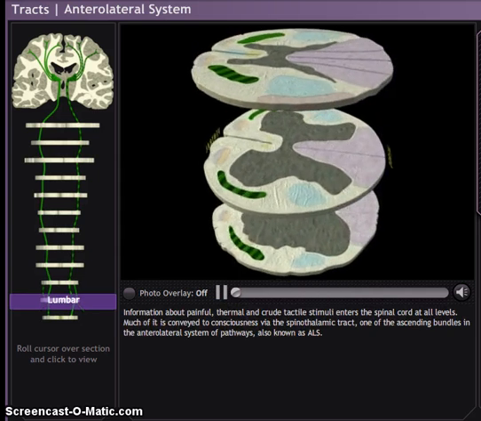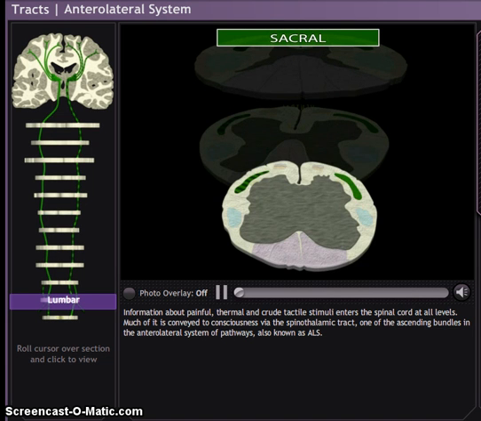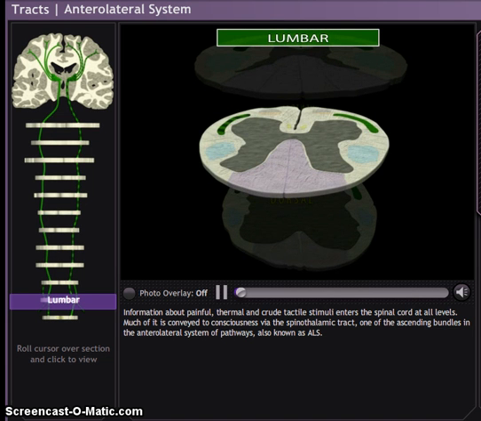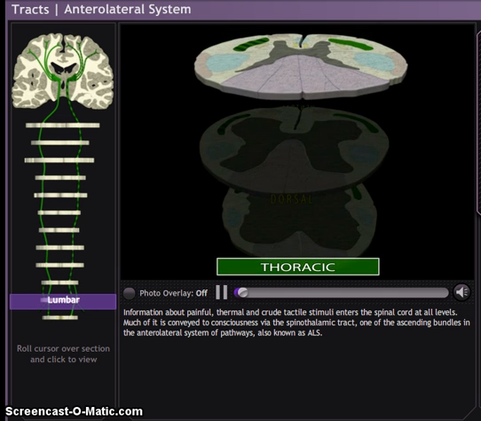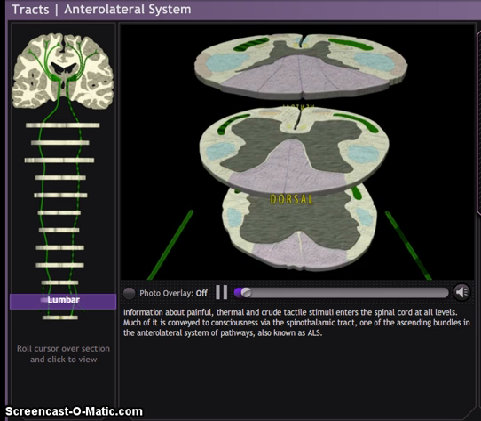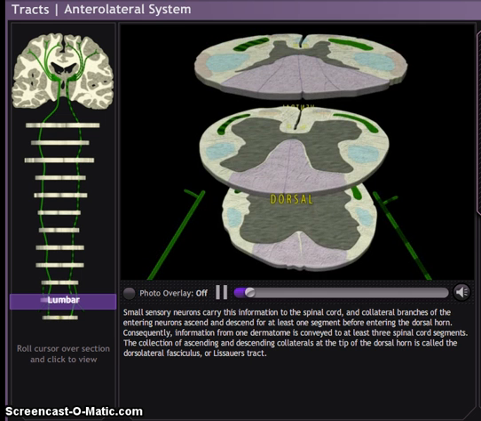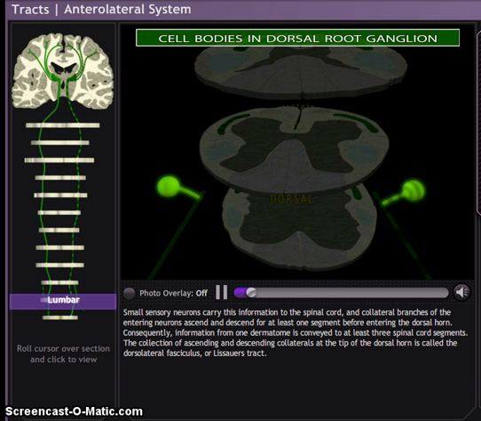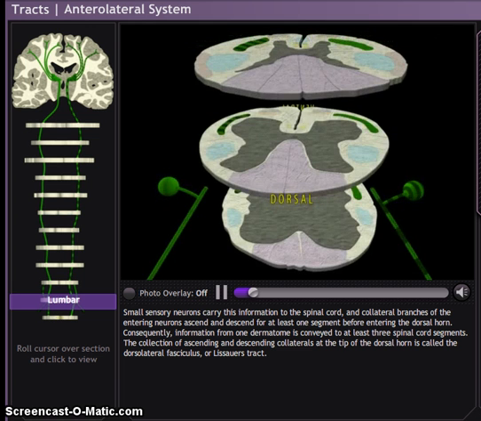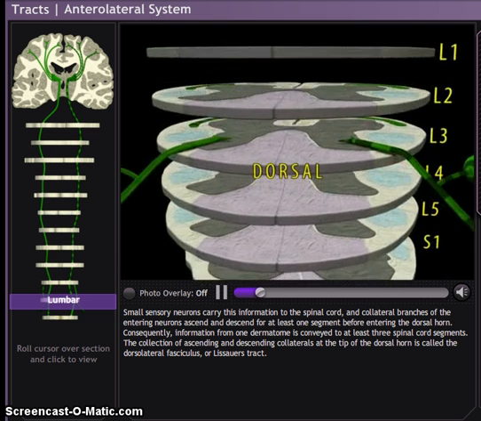Information about painful, thermal, and crude tactile stimuli enters the spinal cord at all levels. Much of it is conveyed to consciousness via the spinothalamic tract, one of the pathways in the anterolateral system. Small sensory neurons carry this information to the spinal cord, and collateral branches of the entering neurons ascend and descend for at least one segment before entering the dorsal horn. Consequently, information from one dermatome is conveyed to at least 3 spinal cord segments.